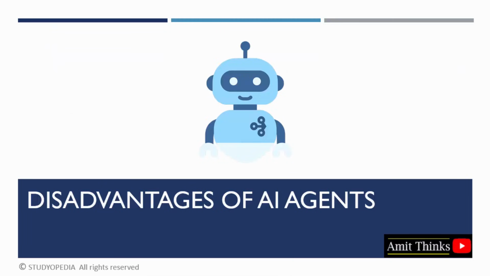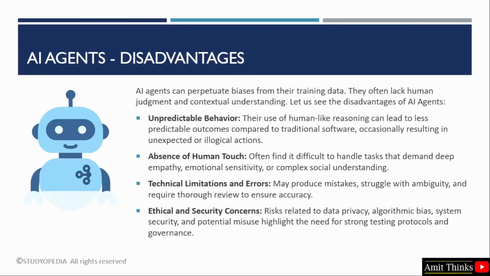In this video, let us understand the disadvantages of AI agents. While AI agents bring efficiency and automation, they also come with notable drawbacks that must be carefully considered. The first one is unpredictable behavior. Because AI agents attempt to mimic human-like reasoning, their decisions may sometimes be less predictable than traditional software. This can result in unexpected or even illogical actions that are difficult to anticipate.